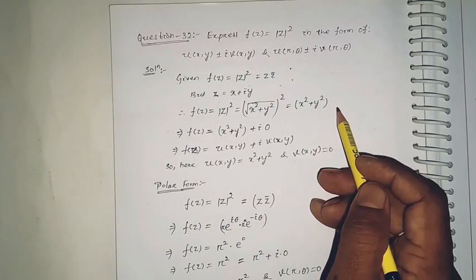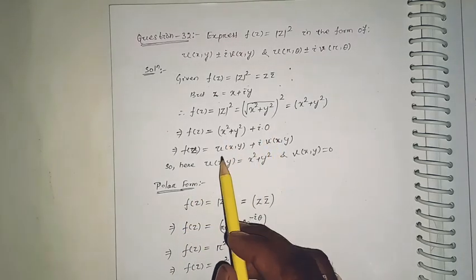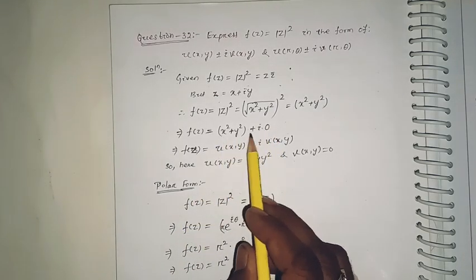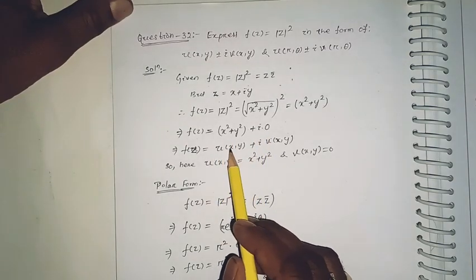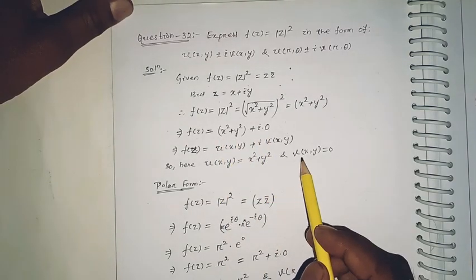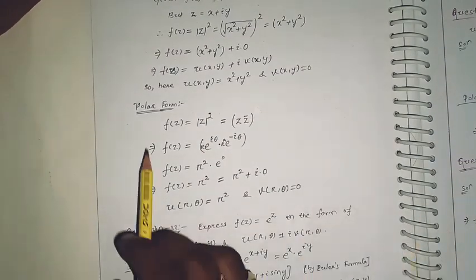Here there is no imaginary term, so we can write i times 0. So this is in the form of u(x,y). Okay, so here u(x,y) is x² + y² and v(x,y) is 0. Now we are going to go for the polar form.